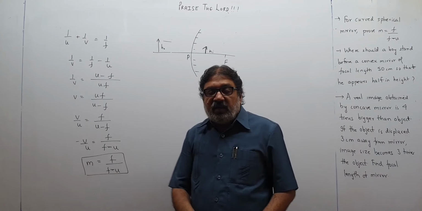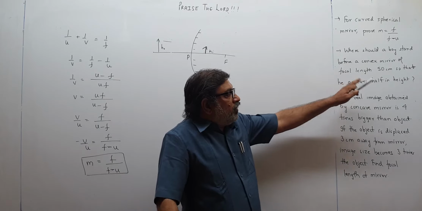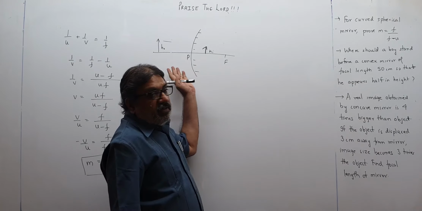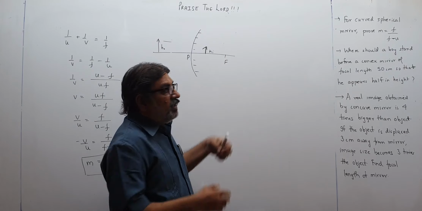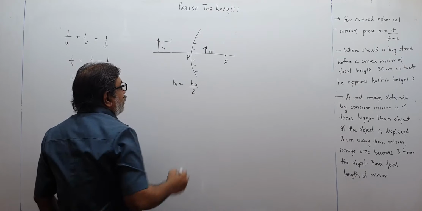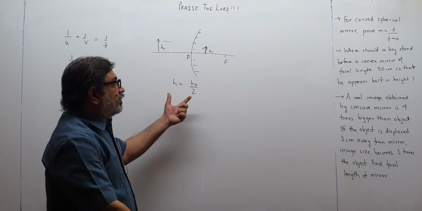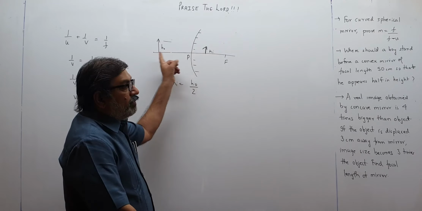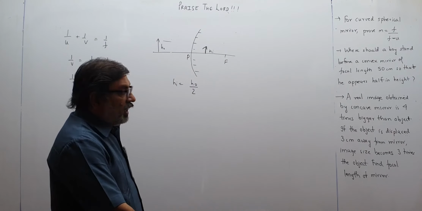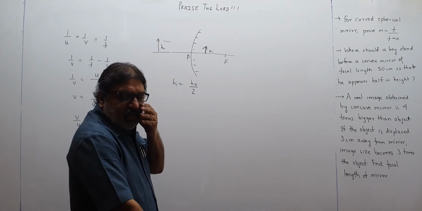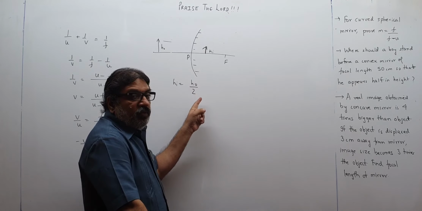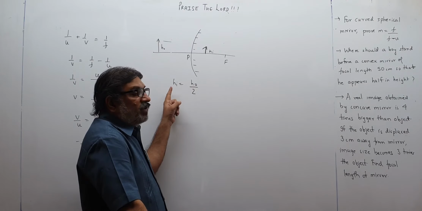He says that the boy should appear of half the height. That means whatever is the actual height, this should appear half. That means HI should be HO upon 2. Now understand this equation is correct because HI and HO both have the same sign. Both are positive because both are erect. So this is correct. Otherwise, you will have to introduce a minus sign if one is inverted and one is erect. HI equal to HO upon 2 means whatever is the sign of HO, that will be the sign of HI.